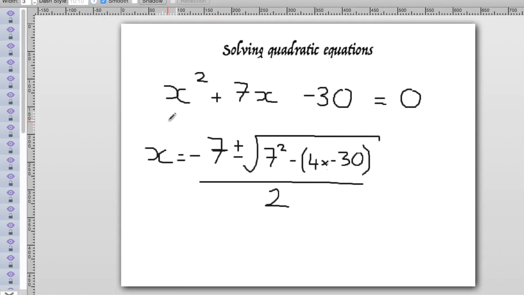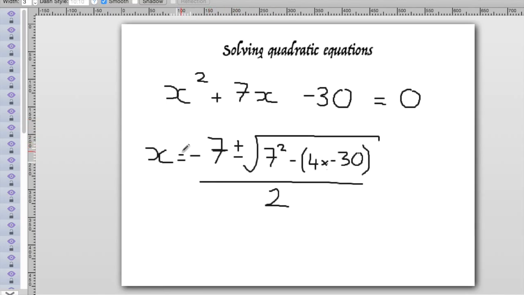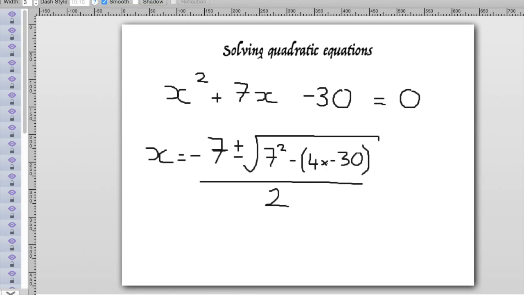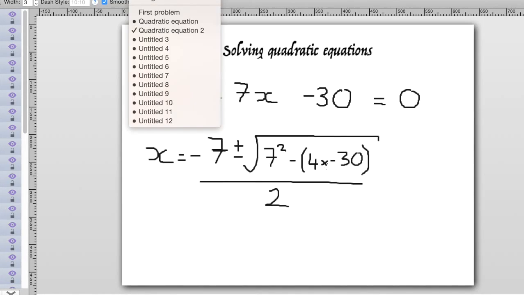So let's take an example problem. X squared plus 7x minus 30 equals 0. Now here I've just shown how you'd solve this with the quadratic formula. You'd have to do 7 squared minus 120, square root that, plus or minus the minus 7, and divide by 2. Easy to make mistakes and takes quite a lot of time. So I'm going to show you a factorizing method, where you'll be able to very quickly get to the answer. And I'll do this first by going through a slightly easier problem.